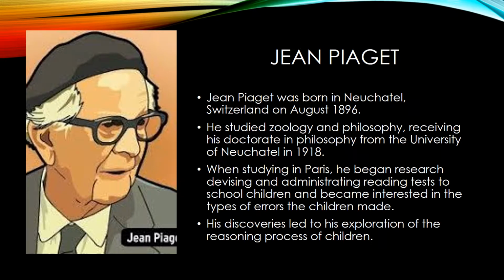A little history on Jean Piaget. He was born in Neuchâtel, Switzerland in August of 1896. He studied zoology and philosophy, receiving his doctorate in philosophy from the University of Neuchâtel in 1918. In 1919, his research in Paris was based on devising and administrating reading tests to school children. He became fascinated with the errors that children made and began a study that would influence psychology to this day. His discoveries led to his exploration of the reasoning processes of children.